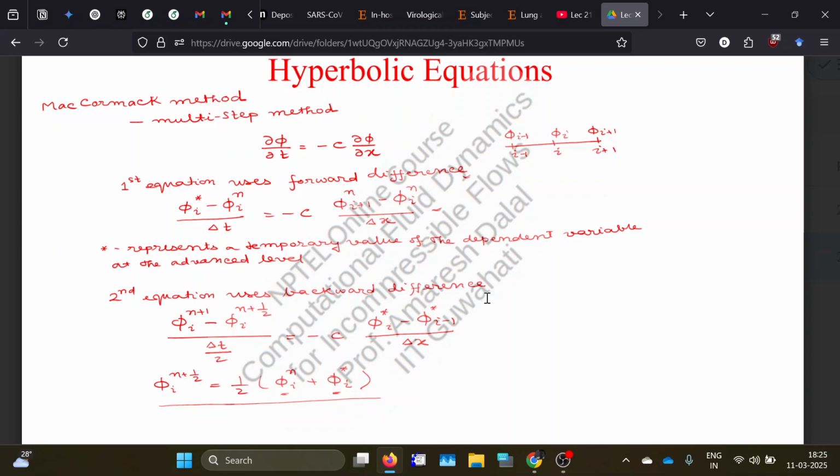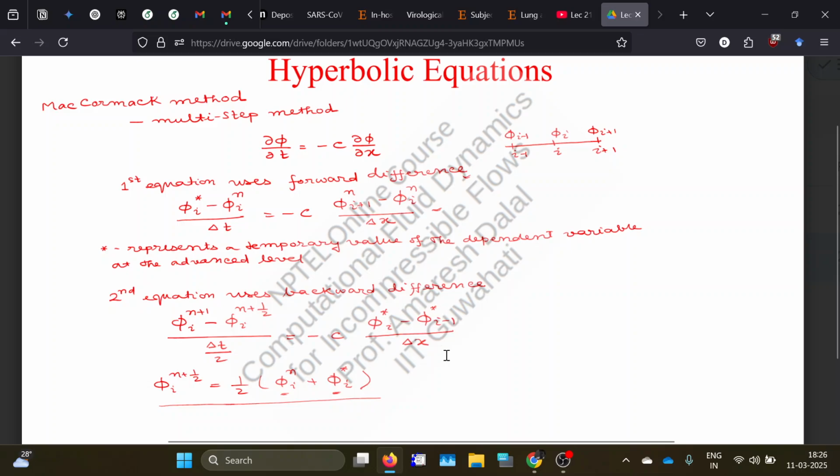So in space we have to be at the nth level. No, in backward difference, when you're doing the second step, you're going to n plus half itself. Sorry, let me correct. Not n plus half. In backward difference, your spatial differencing is also at n plus 1 itself. Since we do not know what the values at n plus 1 are, we use those guess values, those star values which we had calculated.